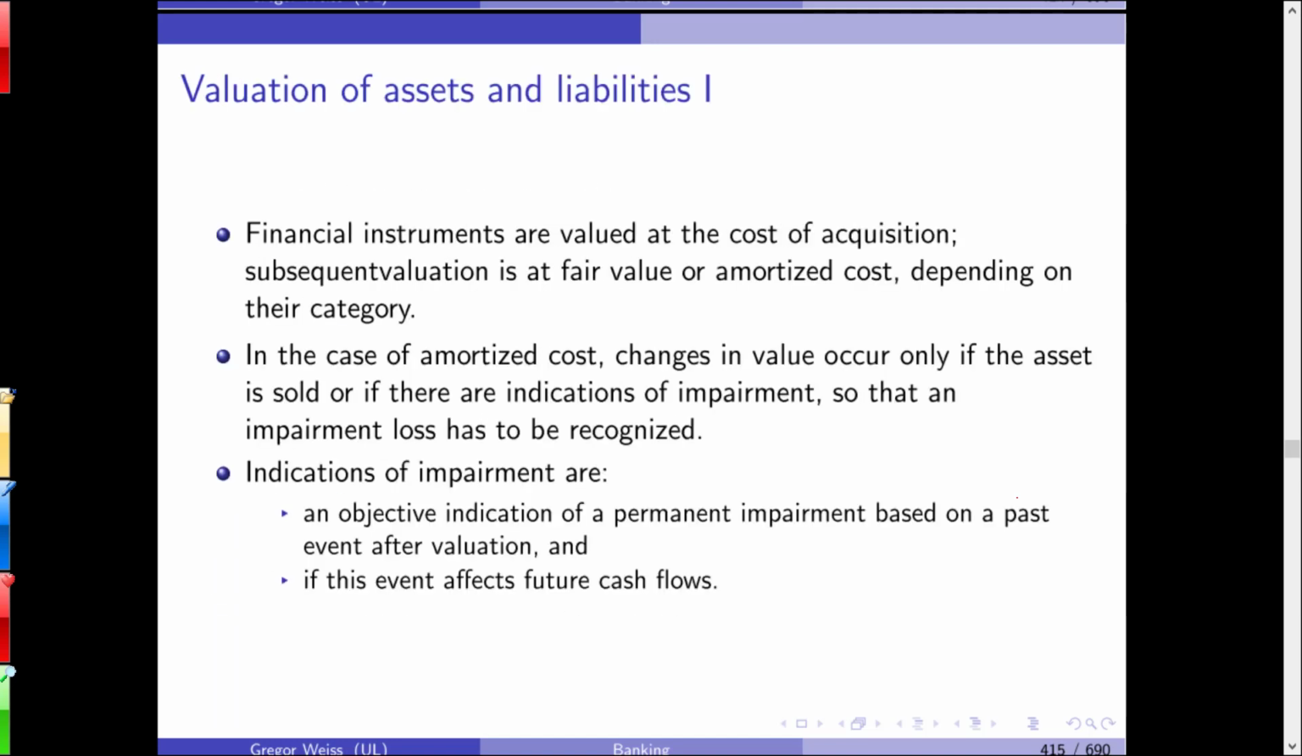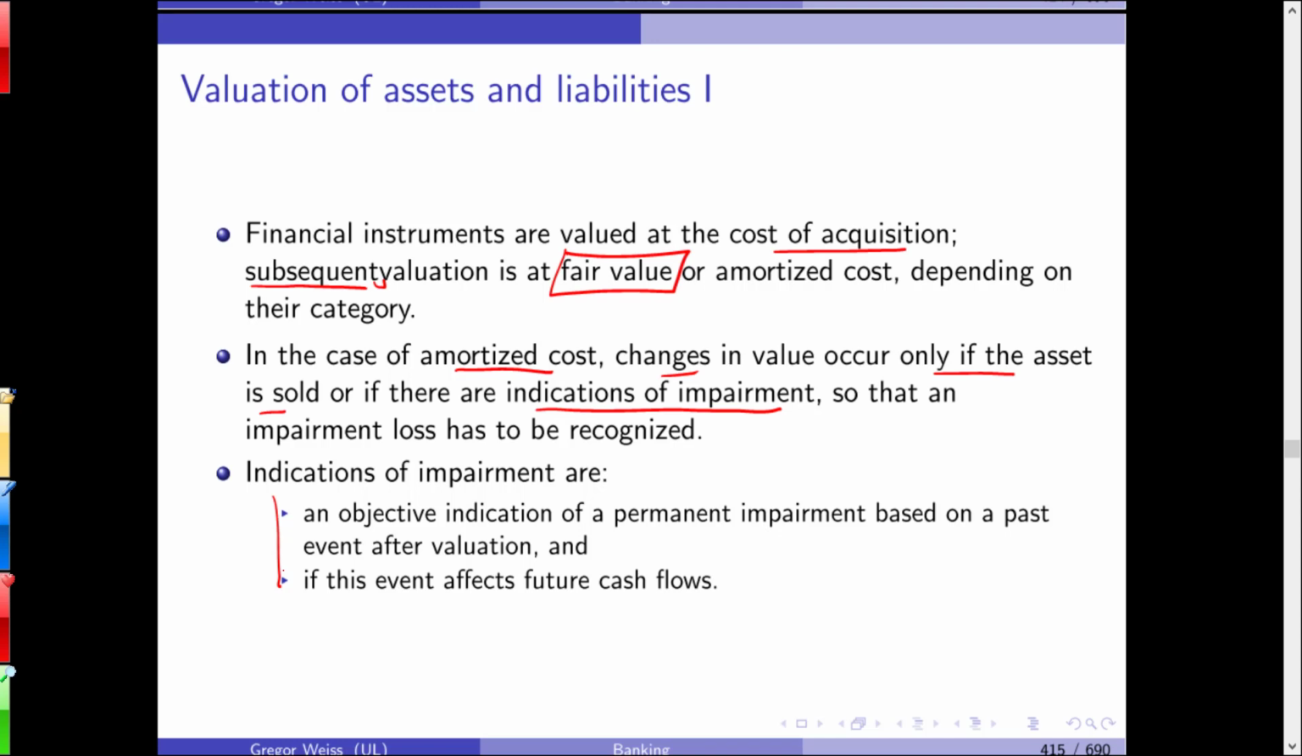Okay, that's the valuation. Financial instruments are valued at the cost of acquisition, and the subsequent valuation is at fair value or amortized cost, depending on the category the financial instruments have been accounted in. Now, in the case of amortized cost, changes in value occur only if the asset is sold or if there are indications of impairment, so that an impairment loss has to be recognized in the income statement. Indications of impairment are an objective indication of a permanent impairment based on a past event after valuation, and if this event affects future cash flows.